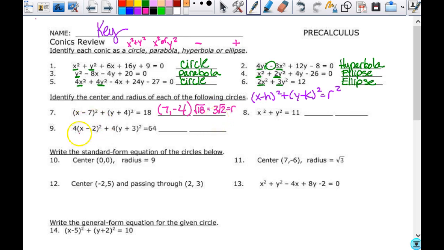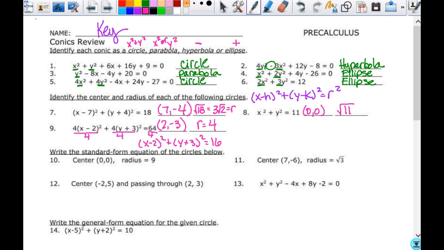Here I've got 4 as the coefficients, but I can't have a coefficient, so I divide everything through by 4. When I do that, that gives me x minus 2 squared plus y plus 3 squared equals 64 divided by 4, which is 16. So the center point is positive 2, negative 3, and the radius is equal to 4. Here, the center is 0, 0. The radius is the square root of 11. I can't reduce that, so it's just the square root of 11.